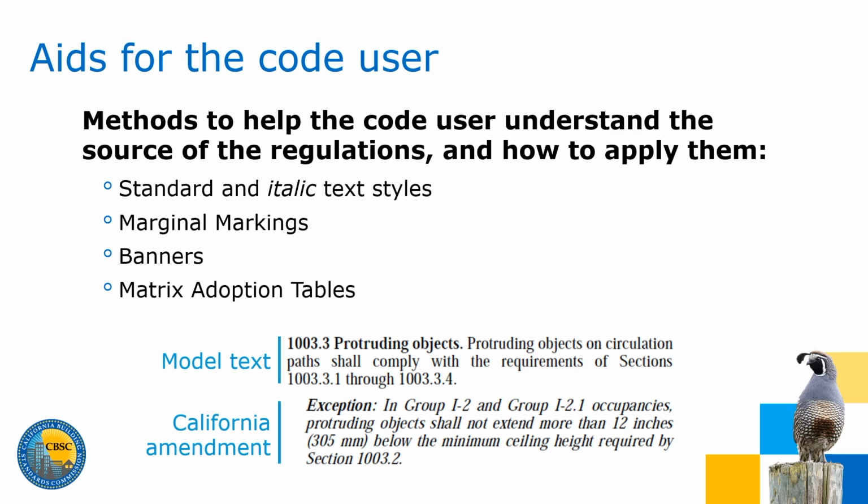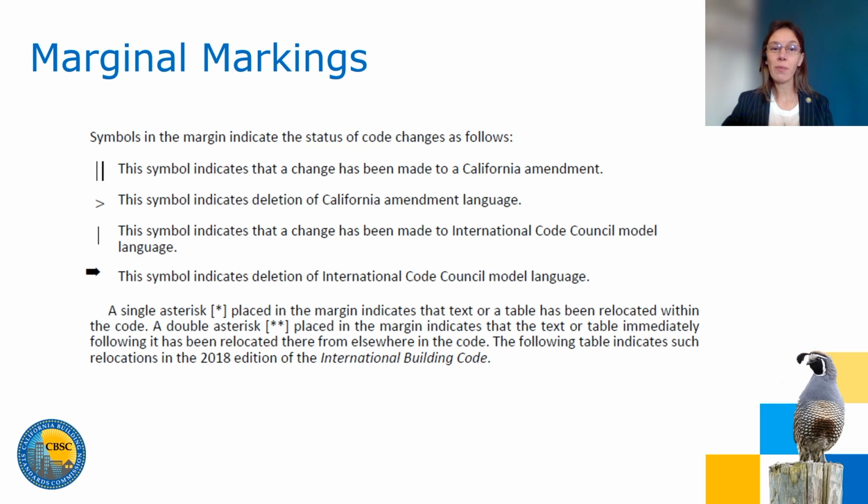We can start with the text styles. In model-based parts of Title 24, italics are used to indicate California amendments, and the model code text is printed upright. In California-only parts of Title 24, you will not see any italics, because there is no model text from which to distinguish. Marginal markings include double and single vertical lines, arrows, bullets, and asterisks.